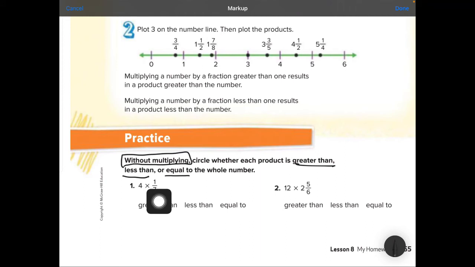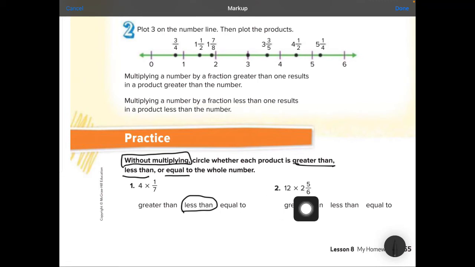So you have 4 times 1/7. 1/7 is not quite a whole number. So when you times 4 times 1/7, is the answer going to be greater than 4, less than 4, or equal to 4? Good job.